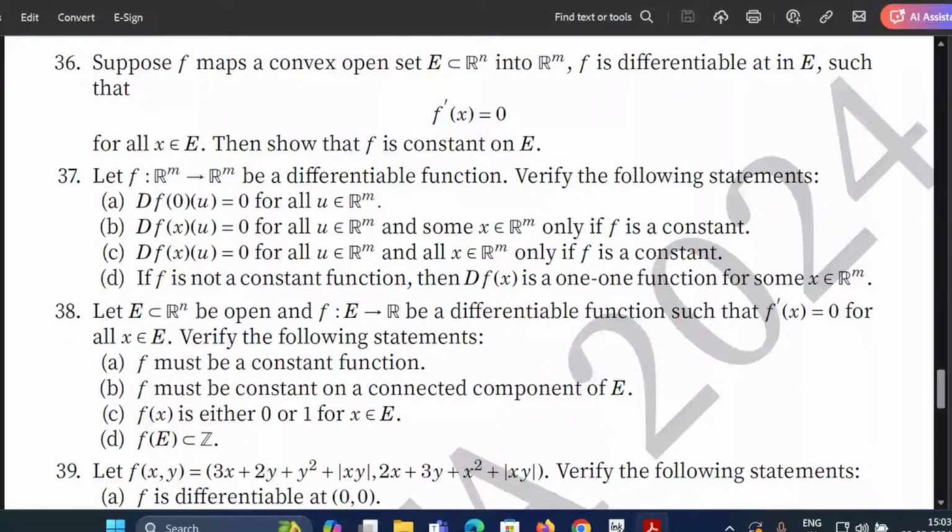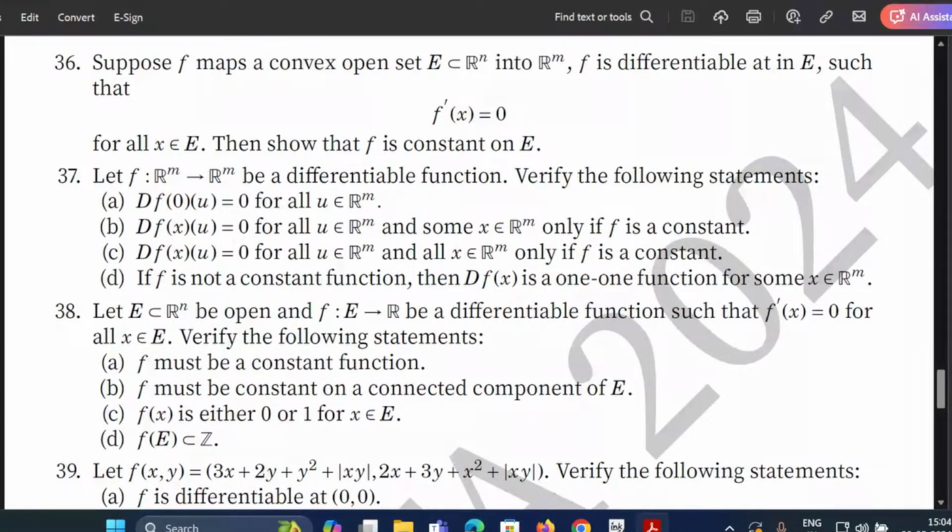So what you learned for a real valued function of a single variable is that if the derivative of the function is 0 on an open interval, or on any convex set, then the function is a constant function. Similarly over here, if we have a vector valued function of several variables, and on a convex set the derivative is 0, the function should be a constant function.